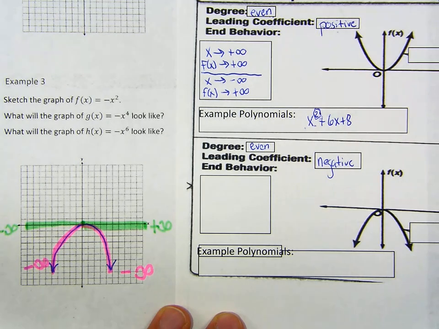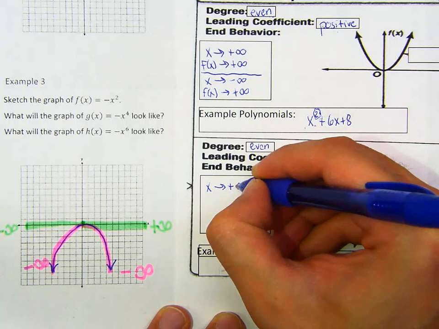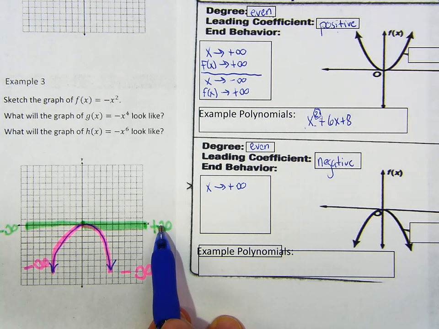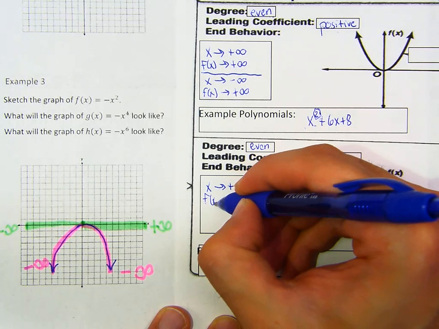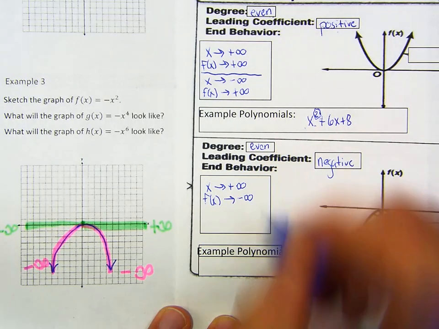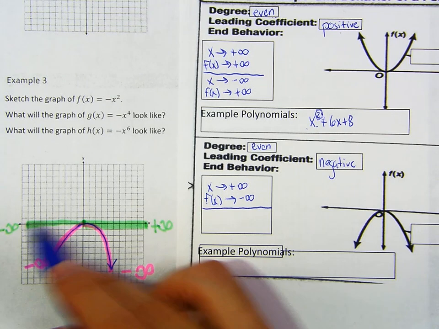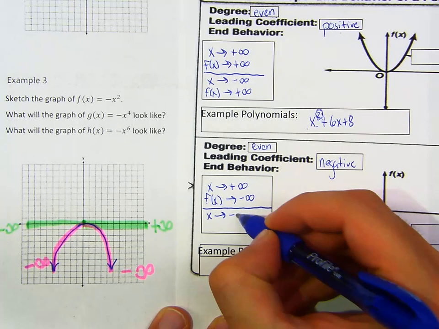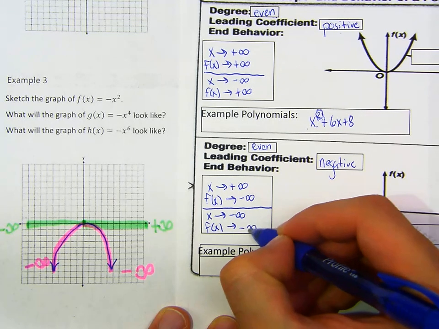Okay, then what do we say? As x approaches positive infinity, f of x is going to negative infinity, right? All right, what about the next one? As x goes to negative infinity, f of x goes to negative infinity, all right?